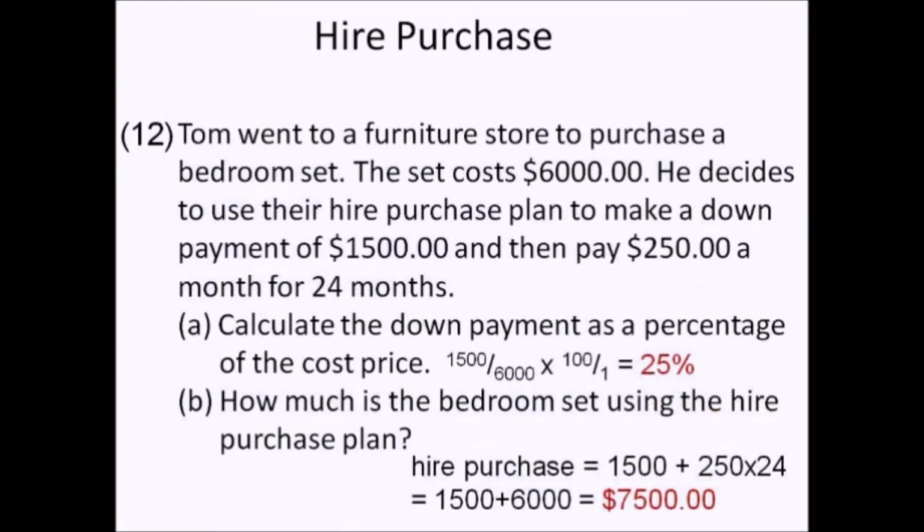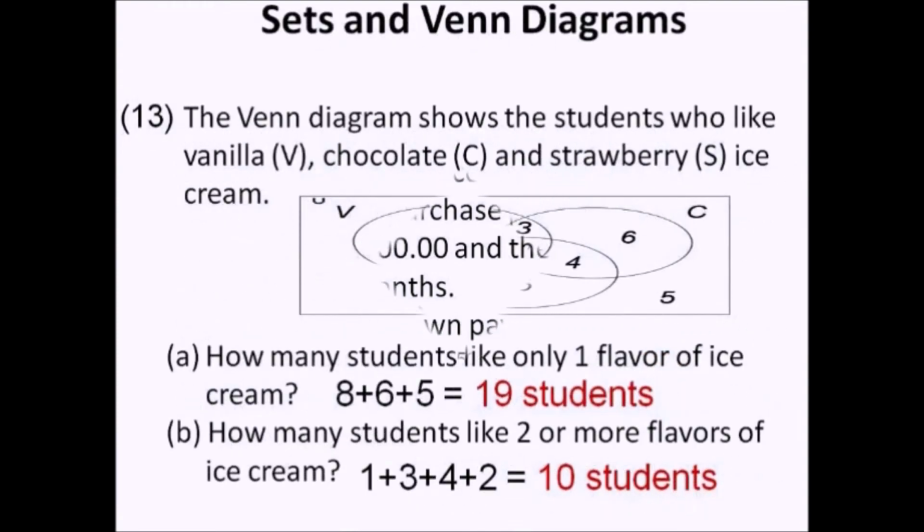Let's move on. Hire purchase. And A, you have to find the down payment as a percentage of the cost price. So the down payment was $1,500. The cost price was $6,000. And then you just multiply it by 100 over 1 to get the percentage, 25%. And the hire purchase plan was the $1,500 plus $250 times 24, so it's $7,500 for the hire purchase plan. Hope you got those correct, guys.